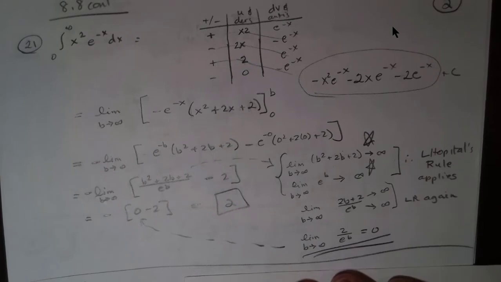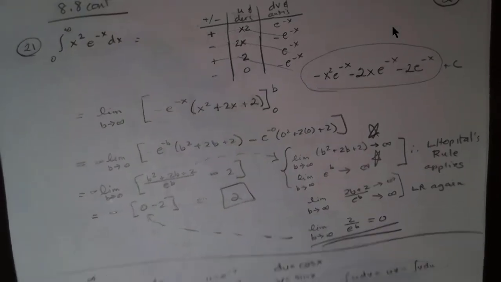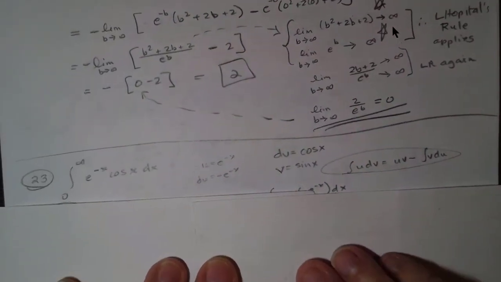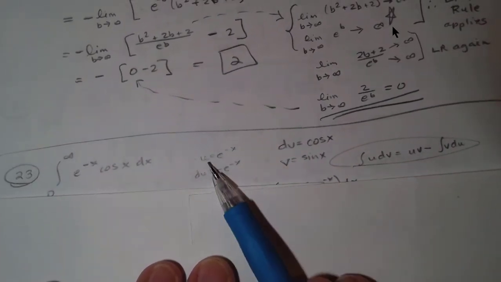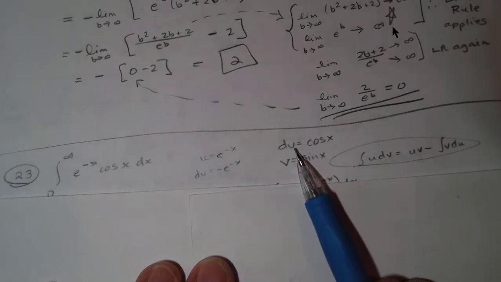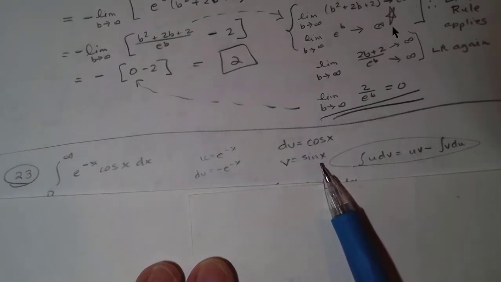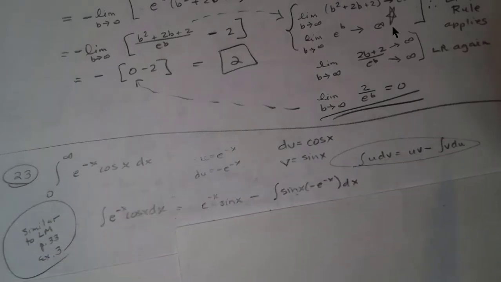Okay, number 23. The integral from 0 to infinity of e to the negative x cosine of x dx. We are going to integrate by parts. Our u is e to the negative x. Our du would be negative e to the negative x. dv would be cosine x, so v is sine of x. Here is our integration pattern. We cannot use the tic-tac-toe method.